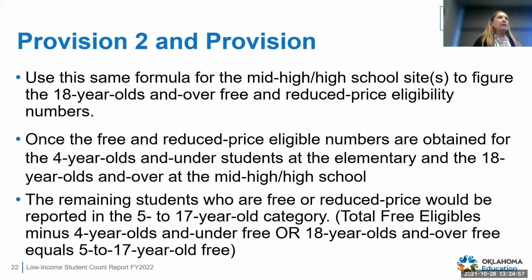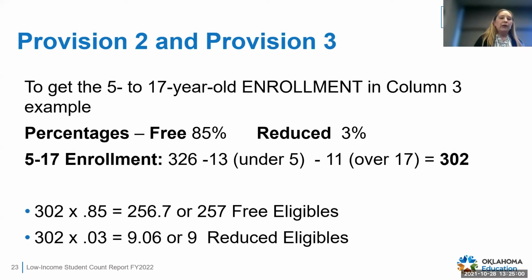Then you would minus those kids out of your enrollment. So once you minus 326 minus the 13 kids and 11 children, you get 302. Then you're going to use that 302 times that 85% to get your free eligibles for the 5 to 17-year-olds. The 302 times the 3% for the reduced equals 9.06. You round that down to 9. So that would be your free and your reduced. The rest of those children would be considered full paid, but of course the low income report does not ask you for any full paid students.